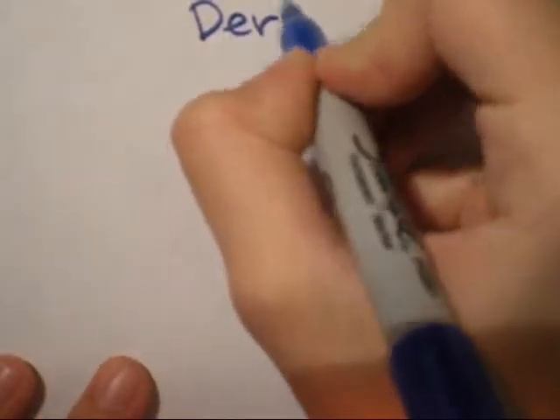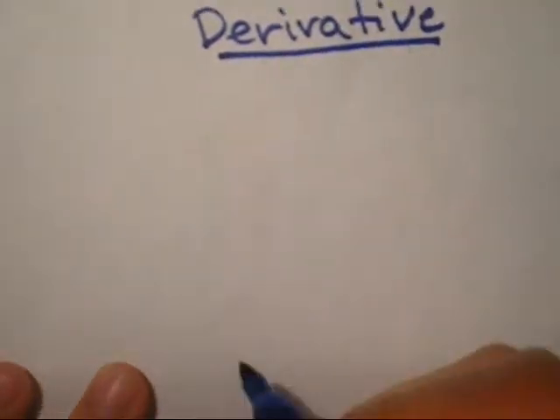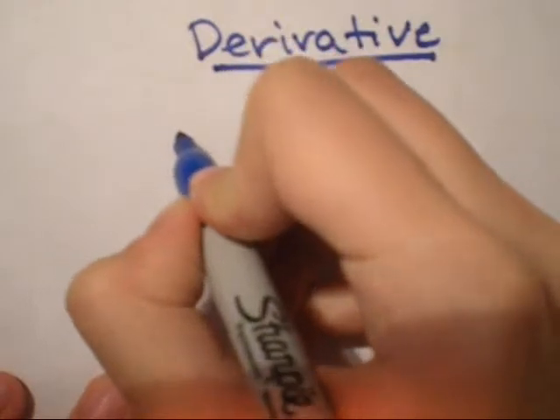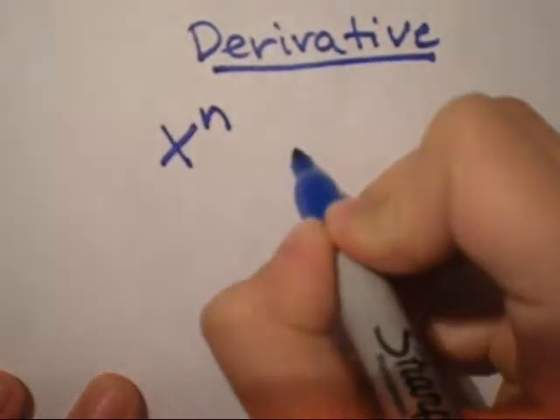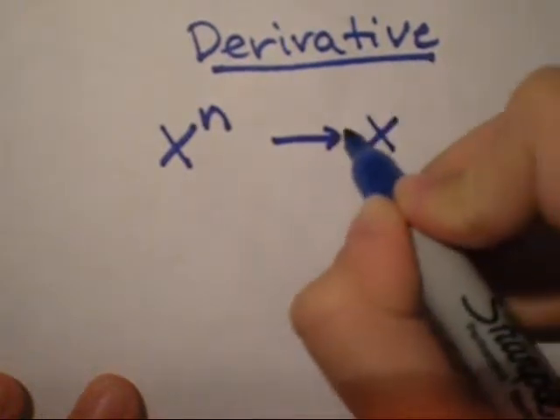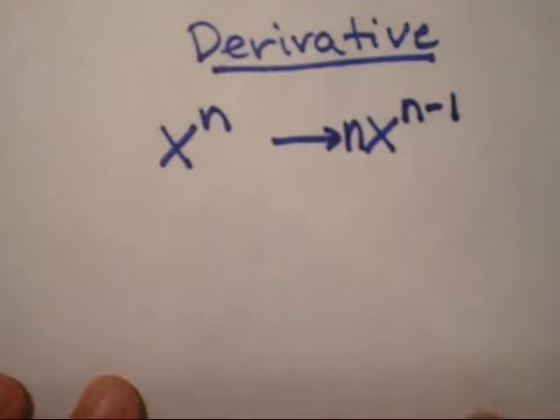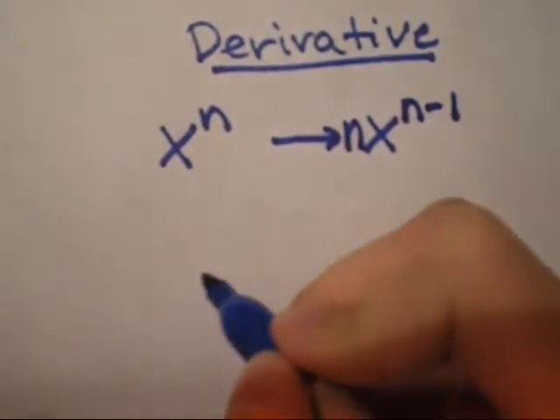Okay, so let's talk about how to find the simple derivative. To begin with, let's say we have x to the n, so then our derivative in that case would be x to the n minus 1 and then n out front. So let's take an example.